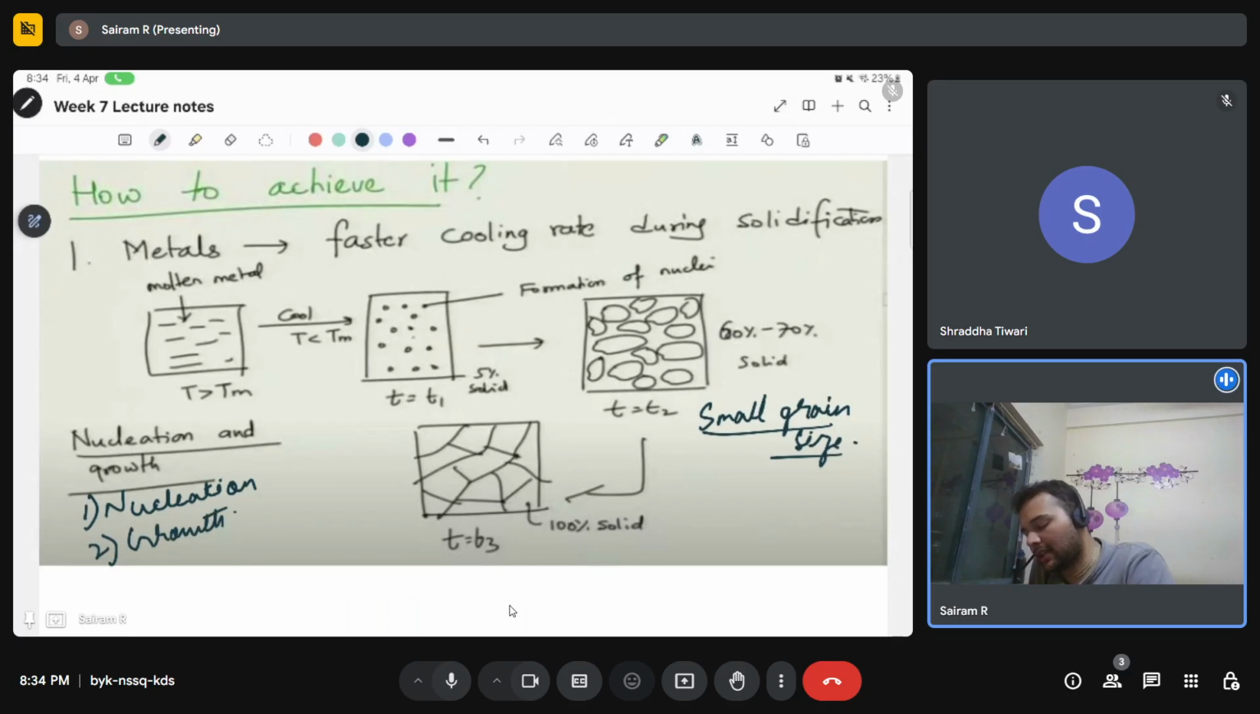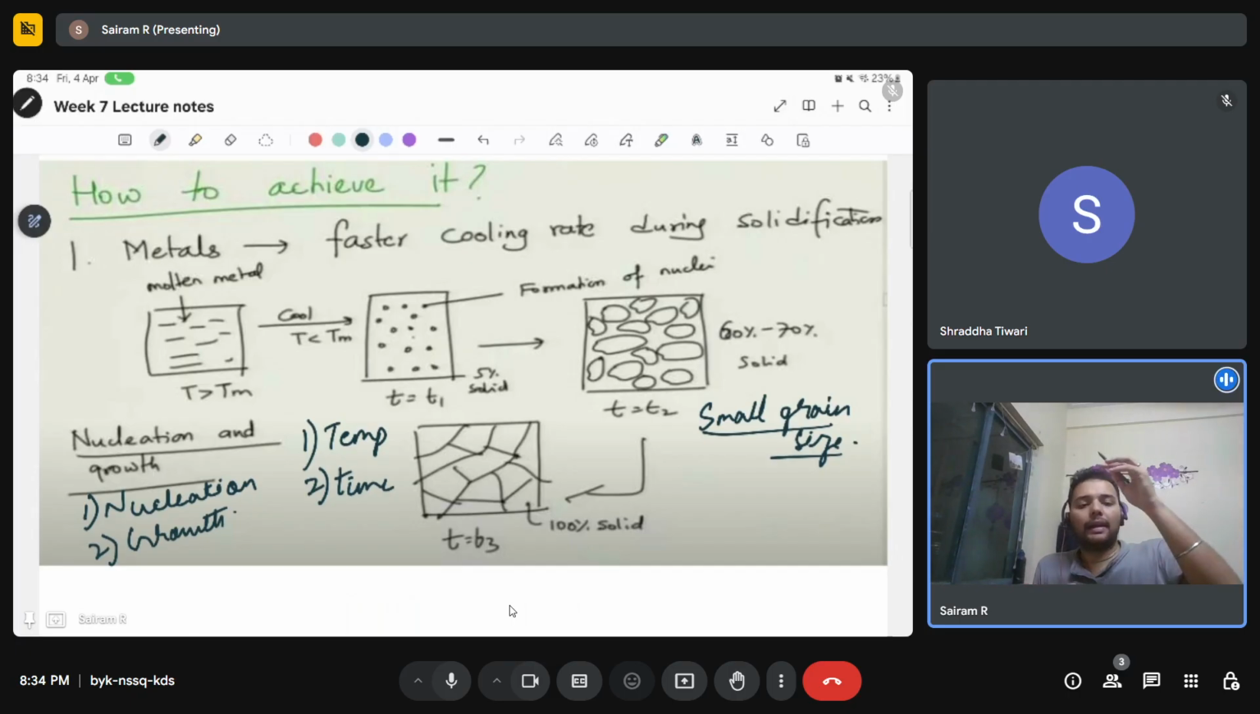Both of these things are a function of temperature and time, right? Very, very important. Why? When I have a bath of molten metal, I am cooling this molten metal below its liquidus line so that I can form a solid.